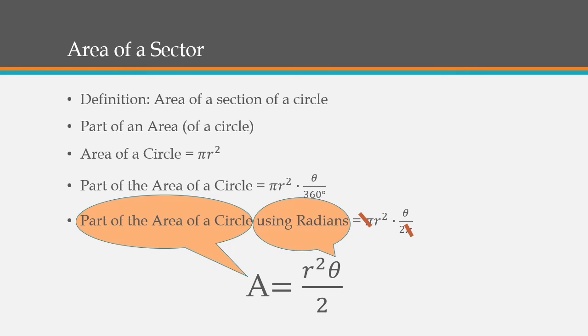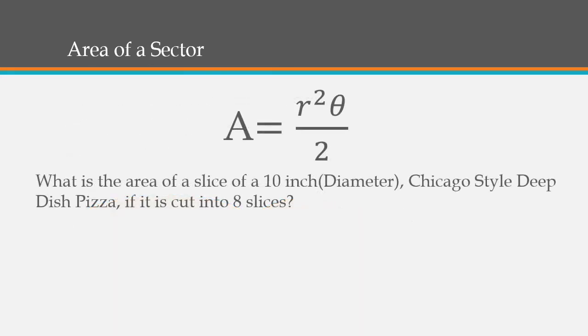Let's take a look at an example. What is the area of a slice of a 10-inch Chicago style deep dish pizza if it is cut into 8 slices? Well, the 10-inch diameter, just like in the first example, helps us to get our radius, and the fact that it's cut into 8 slices will help us get our angle.